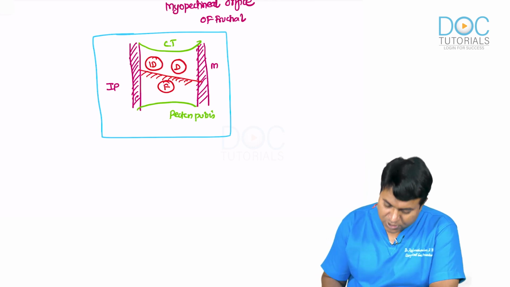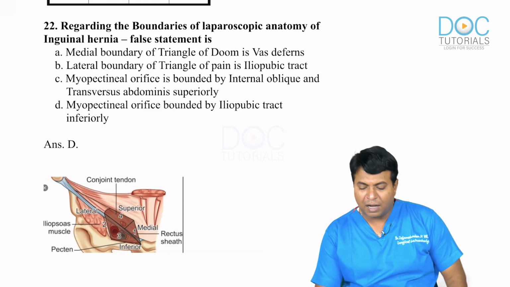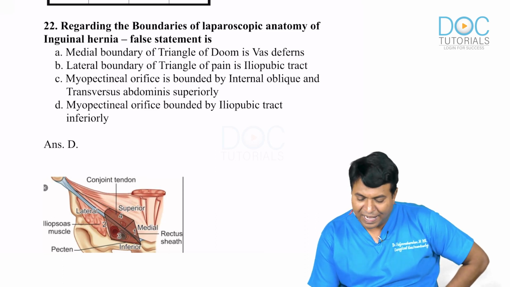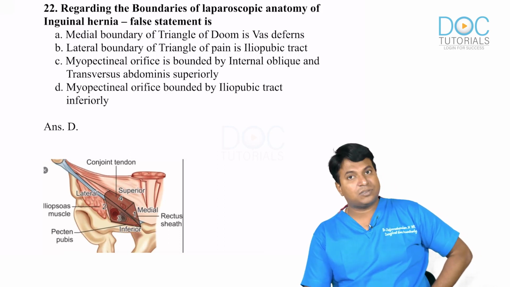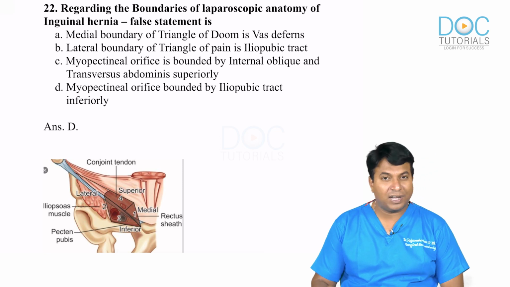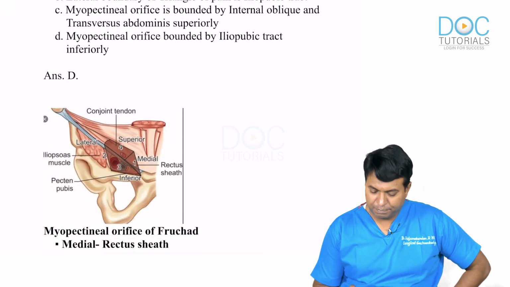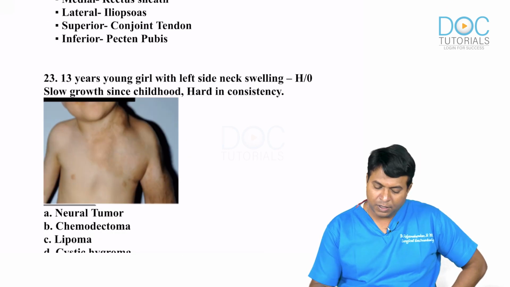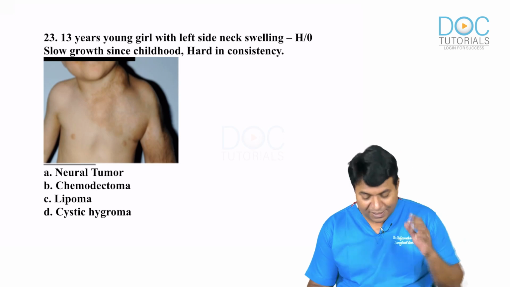So now you answer this question. Medial boundary of triangle of doom is vas deferens, true. Lateral boundary of triangle of pain is iliopubic tract, true. Myopectineal orifice bounded above by internal oblique and transverse abdominis is true. Myopectineal orifice bounded by iliopubic tract inferiorly is wrong. It is bounded by pecten pubis inferiorly. Please don't forget this anatomy. This image is not the exact image which was in the question, but the answer is correct.